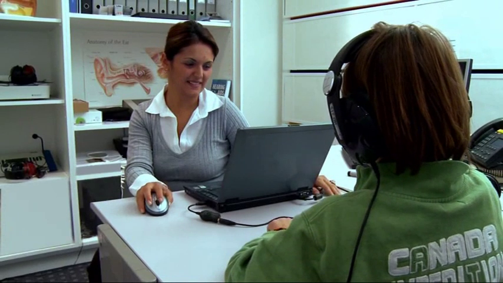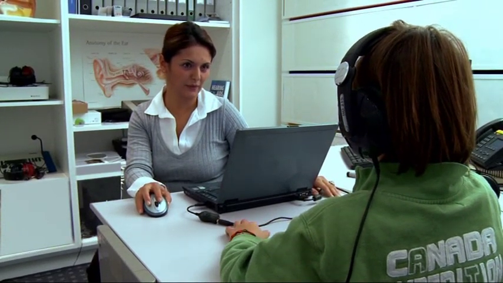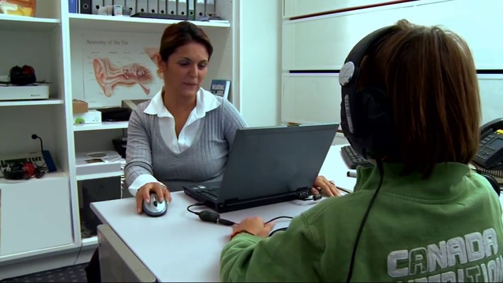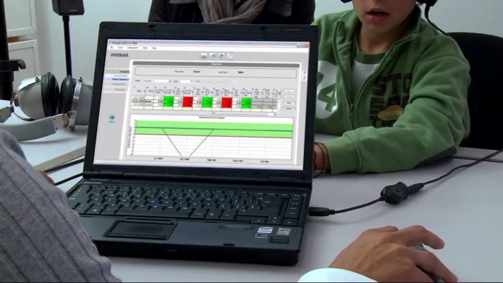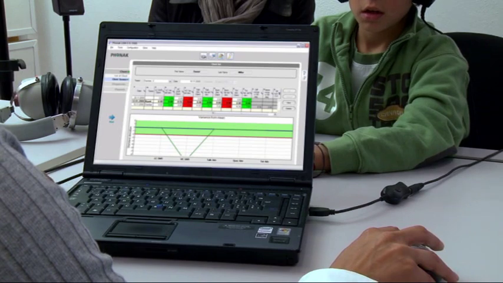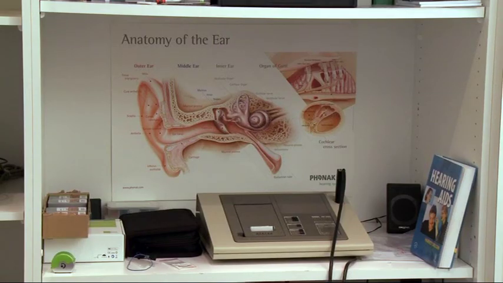LiSN-S will change the diagnostics of APD for good. It is easy to administer, takes only 20 minutes per child, and its test results are extremely clear. LiSN-S is also extremely scientifically robust. All professionals who test children for APD should incorporate LiSN-S into their standard diagnostic protocol.